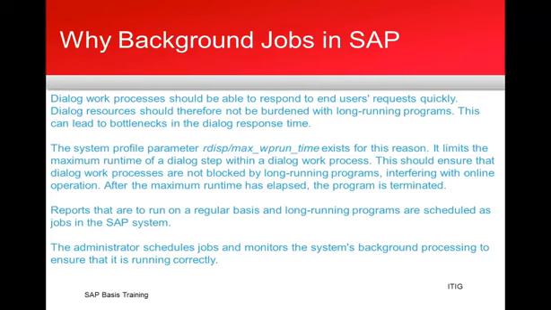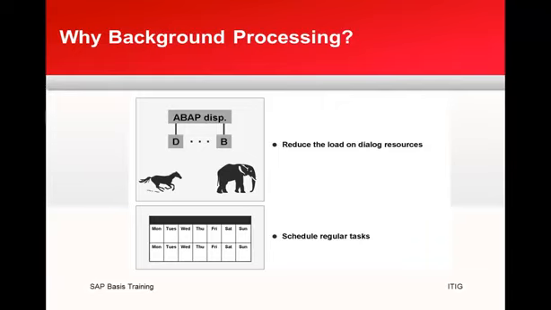Reports that are to run on a regular basis and long running programs can be scheduled in the SAP system as jobs. The administrator schedules jobs and monitors the system's background processing to ensure that it is running correctly. In this figure you can see that background jobs are like an elephant that can do heavy lifting, but dialog processes are like horses. They do faster processing.